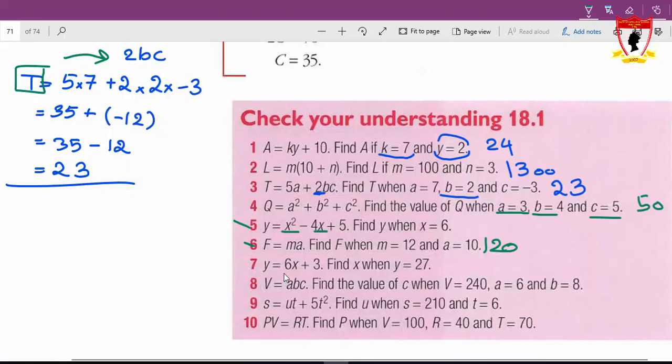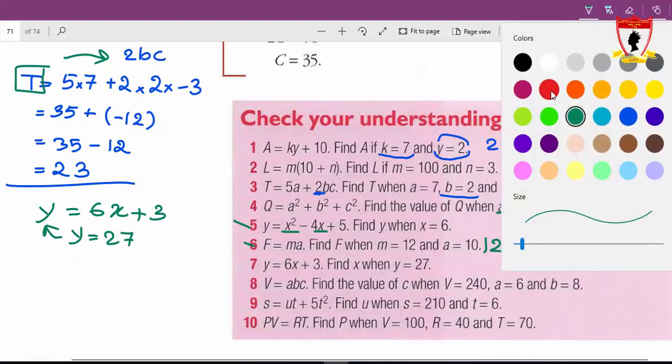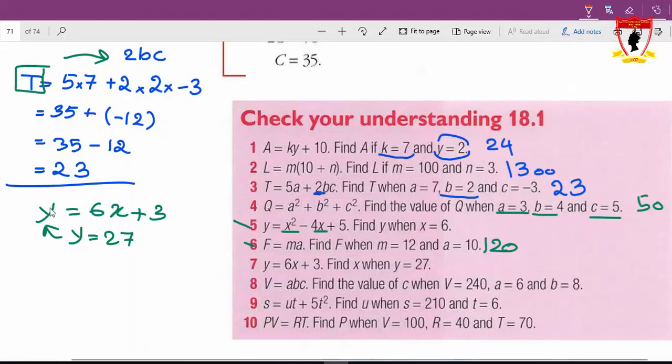What happened in question 7, the value of y is given. Y is equal to 6x plus 3. What's given in the question is the value of y. Y is equal to 27. The value of the subject is given. Then how can we find x? As the question wants, find x. Then to find x, let's write the value of y in its place. 27 is equal to 6x plus 3. Now it looks like a normal linear equation. We can solve this by starting to have x alone on a side.